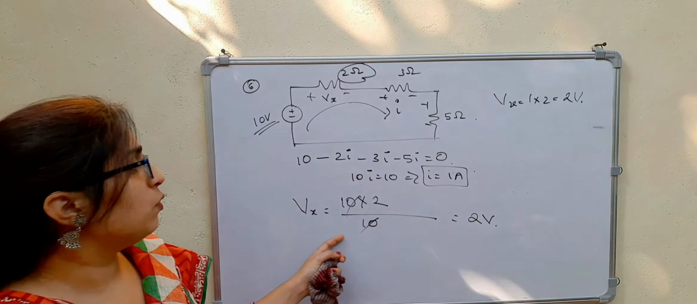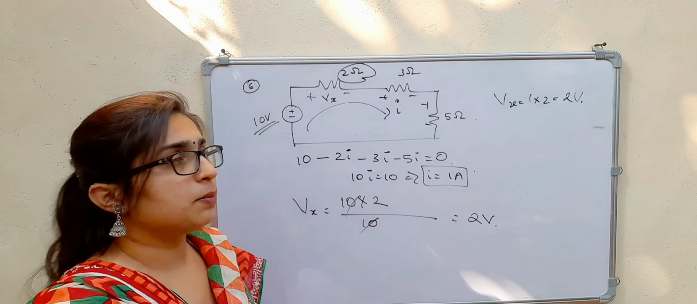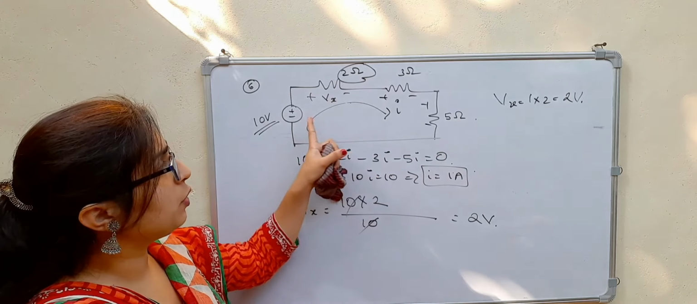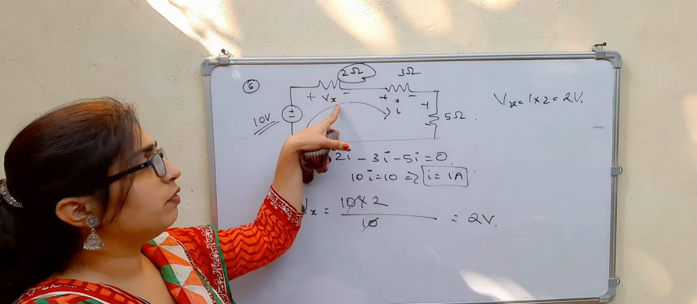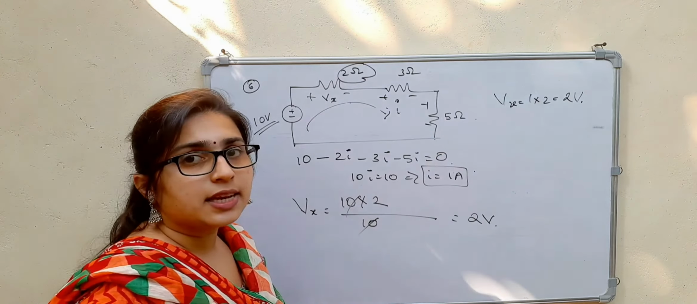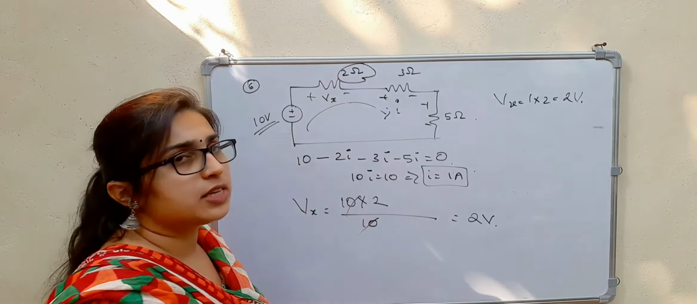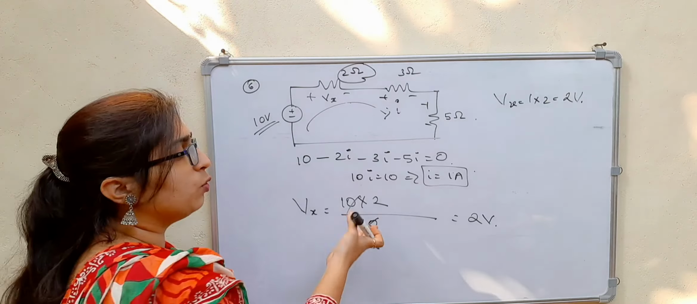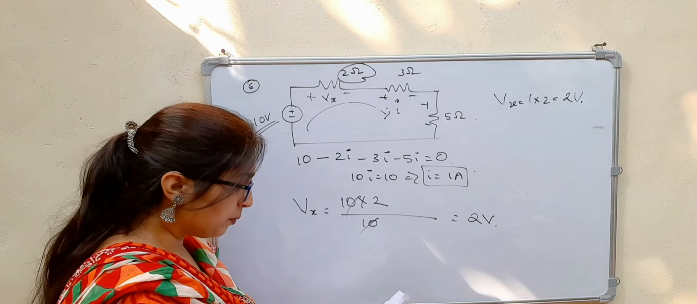So applying voltage divider rule also is easy, because if you are applying KVL, you have to find the current I, then you have to find Vx. Okay, if you are seeing the resistors in series and then you have to find the voltage across a particular resistor, better you go for the voltage divider rule.